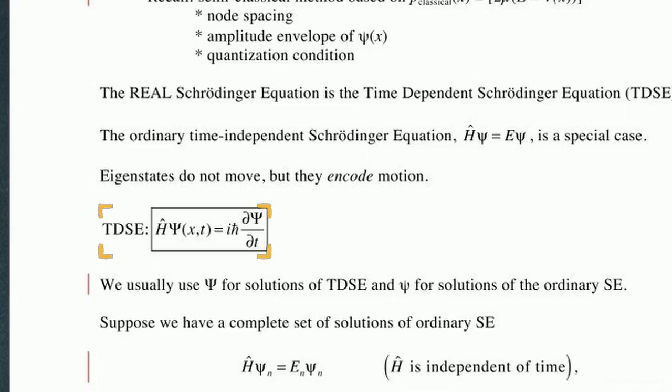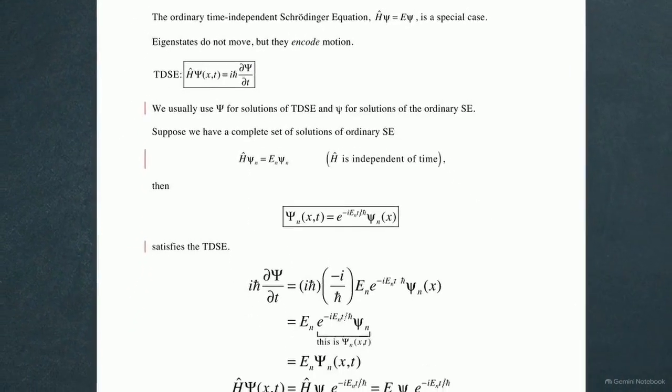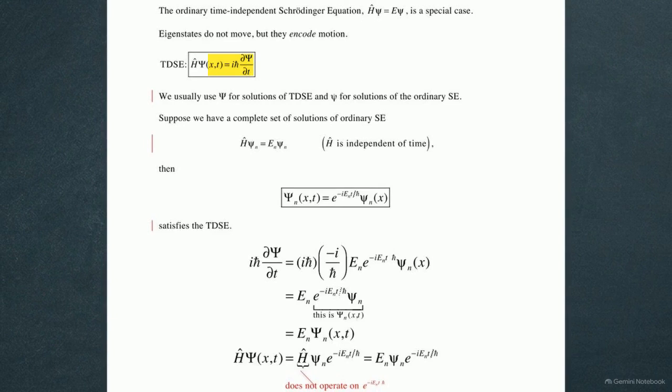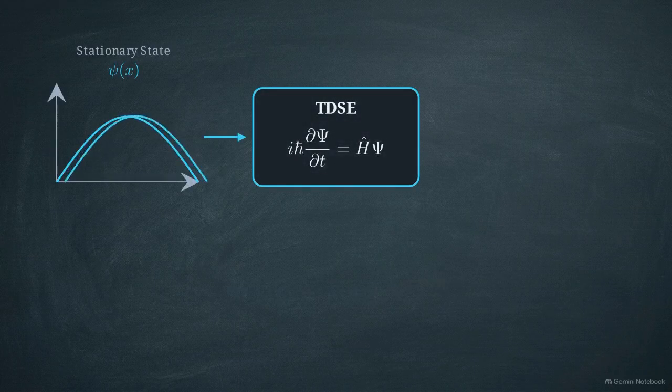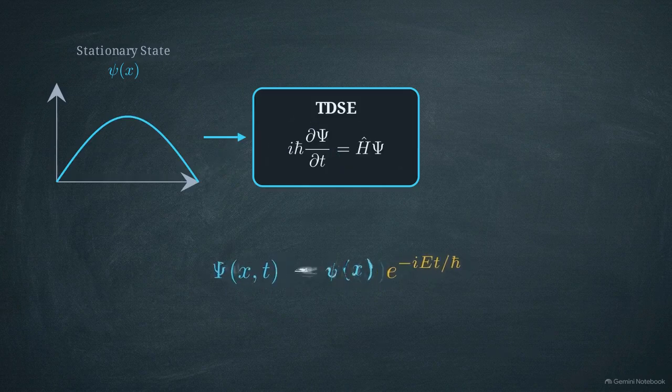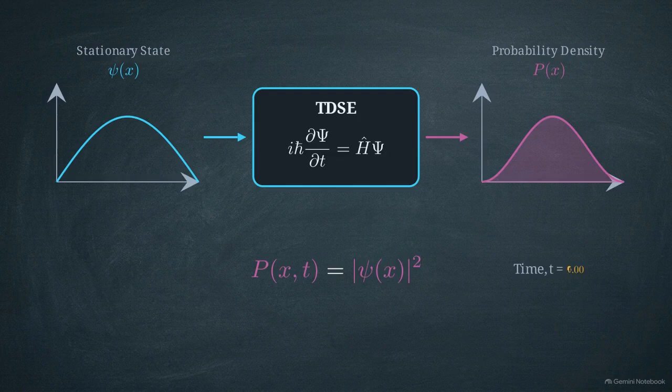The complete picture is found in the time-dependent Schrödinger equation. This equation includes a time derivative operator on the right side, which dictates how a quantum state evolves. Plugging a single stationary eigenstate into this time-dependent equation still yields a static probability density with zero physical motion.